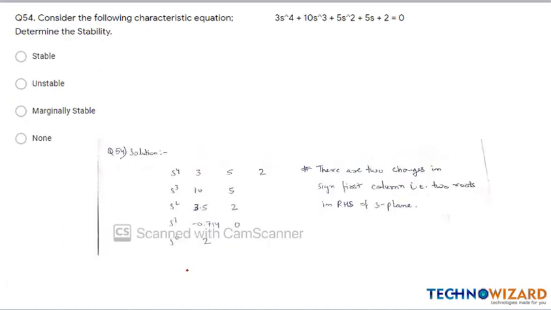Question number 54. How can you find if the system is stable or not? By Routh-Hurwitz. On applying Routh-Hurwitz, you have seen here the sign is changed. Total: plus 2 to minus 1 is a sign change, and minus 2 to plus is a second sign change. Therefore 2 sign changes are there, so 2 roots lie in the right half of the s plane. Therefore the system is unstable.